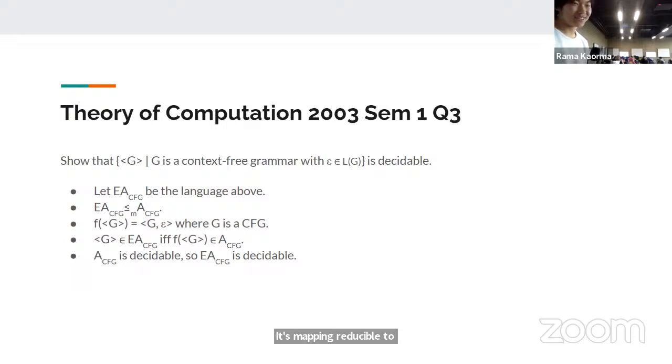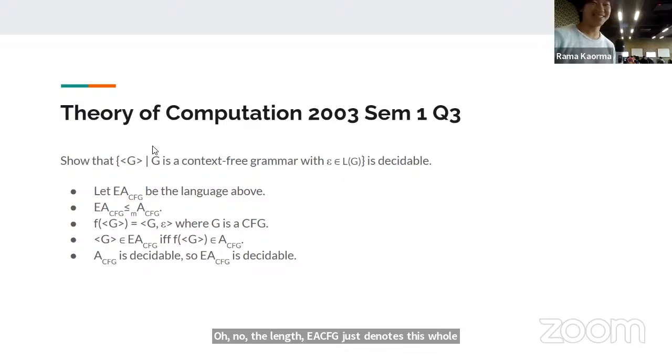All right. So no, the EA CFG just denotes this whole language part. I just forgot to name this. It's like just let EA CFG equal that.